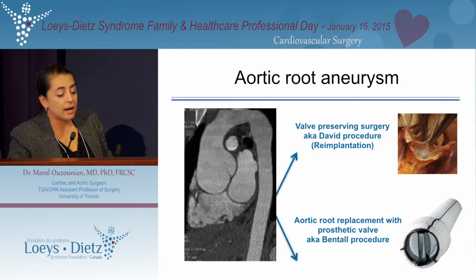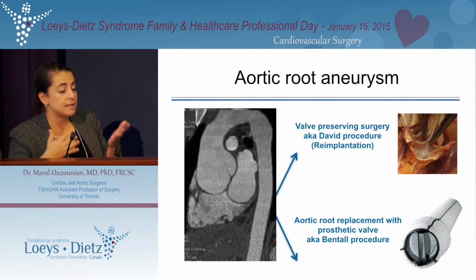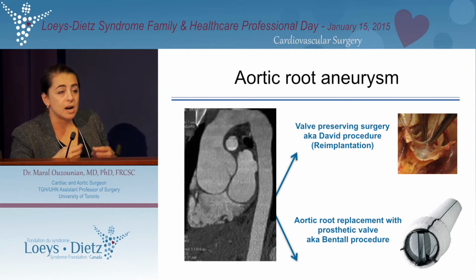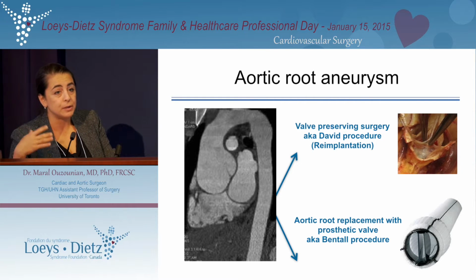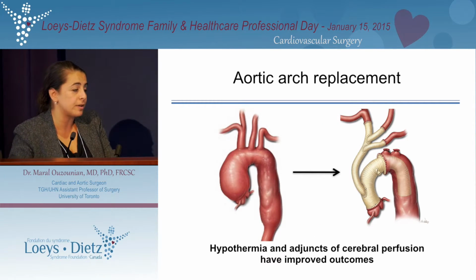Those who come later to us or during an acute dissection, or patients who have really large root aneurysms, by the time they come to us, often the valve leaflets are damaged, they have holes in them, and we're not able to save the valve. They undergo what's called a Bentall procedure with a mechanical valve that's sewn onto a graft, and again we put back in those coronary arteries. This is a durable operation. This mechanical valve lasts forever, but you do need to be on blood thinners for that.